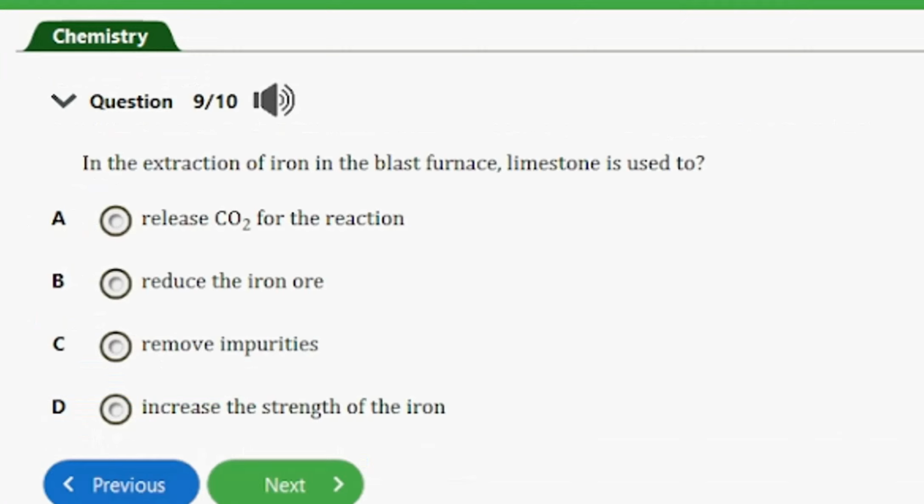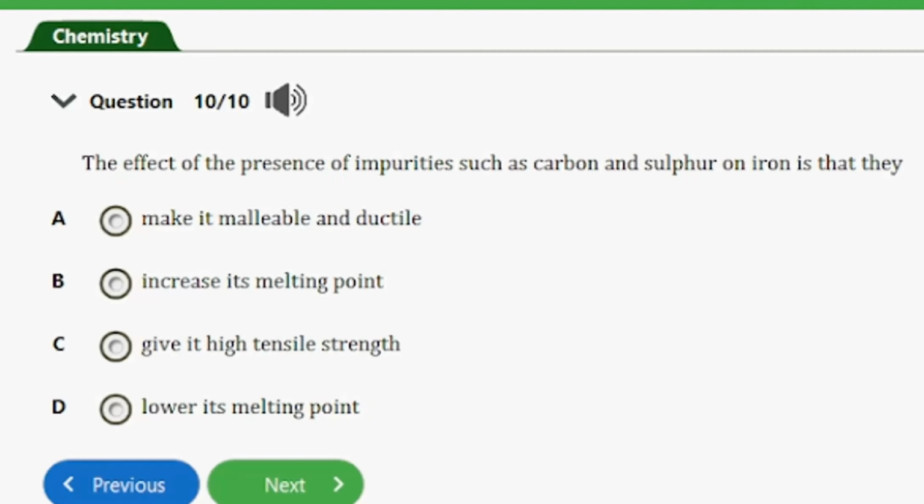Question number 9. It says, in the extraction of iron in the blast furnace, limestone is used to A. release CO2 for the reaction, B. reduce the iron ore, C. remove impurities, D. increase the strength of the iron. So guys, the answer to this question is option C here, and that's to remove impurities. Limestones remove impurities present in the iron ore. So this is achieved because at high temperatures, calcium carbonate will undergo thermal decomposition to calcium oxide. So that's it for that question. Option C is the answer. So let's look at the next and the last question.